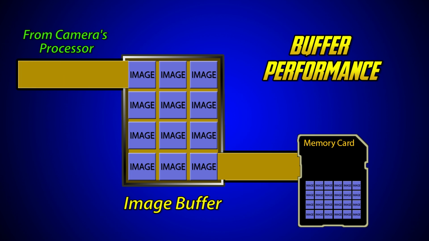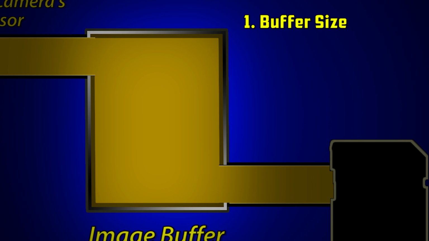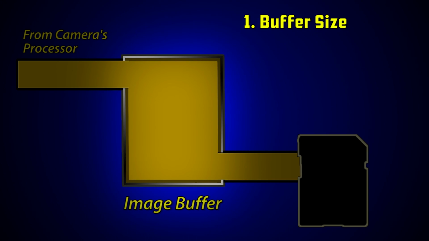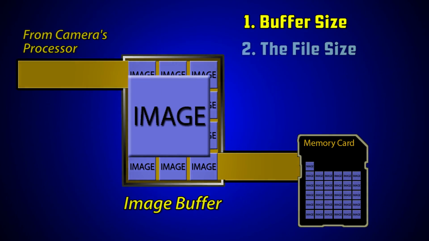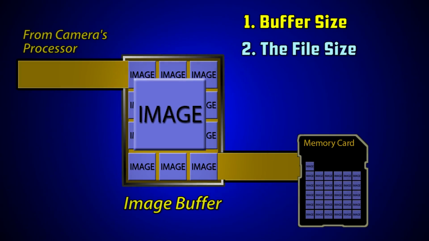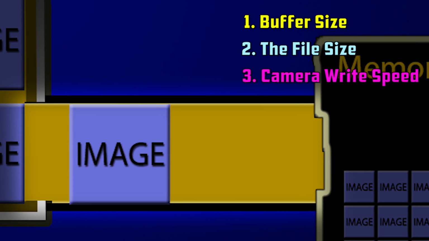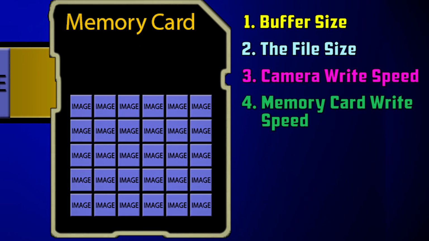There are four main parts to a camera's buffer performance. The size of the buffer, and I like to visualize this as space, physical space, but it's actually memory. The size of the individual files. The speed at which the camera can write the files to the memory card. And the writing speed of the memory card itself.